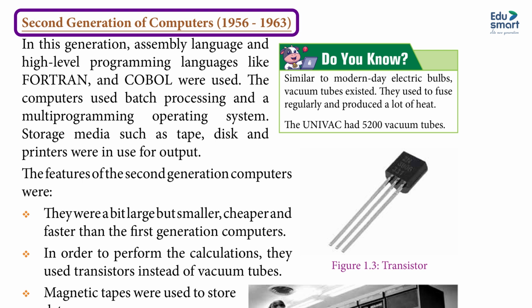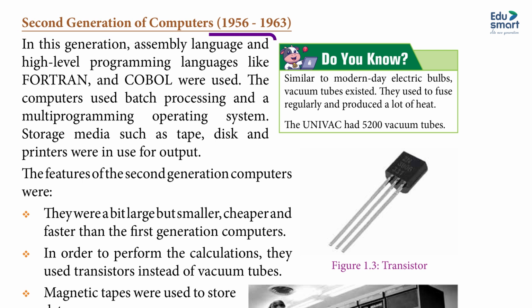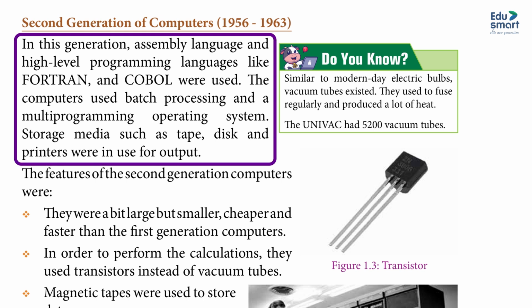Second generation of computers, 1956 to 1963. In this generation, assembly language and high-level programming languages like Fortran and COBOL were used. The computers used batch processing and a multi-programming operating system. Storage media such as tape and disk, and printers were in use for output.